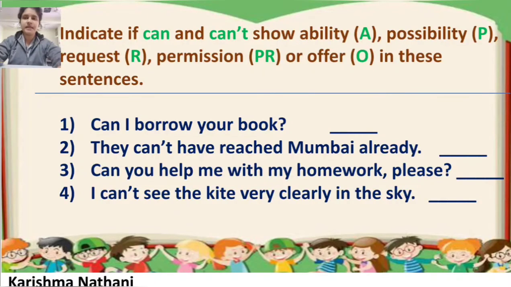So let's start. First is, can I borrow your book? Question mark. It is a permission. So we have to write PR. We are taking permission to use your book or not. Second is, they can't have reached Mumbai already. So it shows possibility that they have not reached Mumbai yet. Can you help me with my homework, please? Requesting sentence. So we have to write R. Then, I can't see the kite very clearly in the sky. It shows ability, can or can't. You can see the kite in the sky or not.